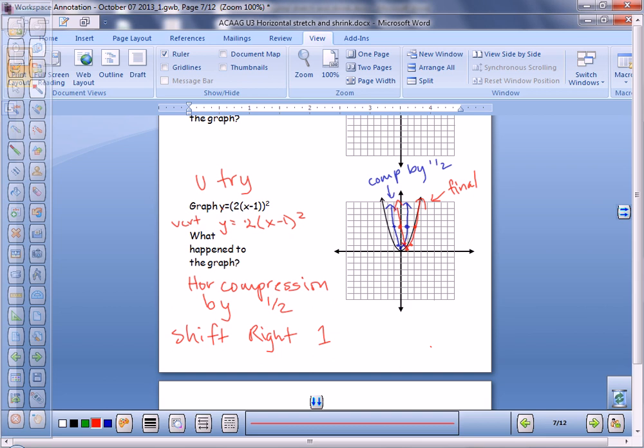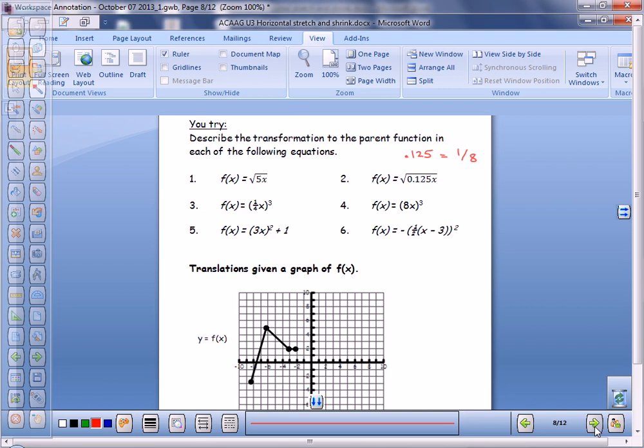All right. You try to describe 1 through 8. Hopefully you can remember from 6th grade that 0.125 is the same as 1/8. That might help you.